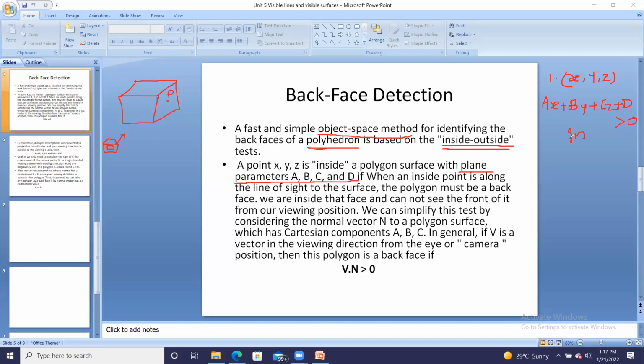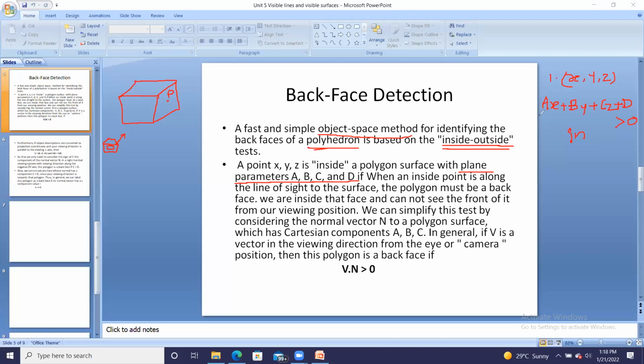Now once this point is considered as an inside point, then we are going to draw a normal with respect to the surface. Now this is the surface on which this point P is present. So first thing, we have checked whether the point is inside or outside of that object. That is your first point x, y, z.